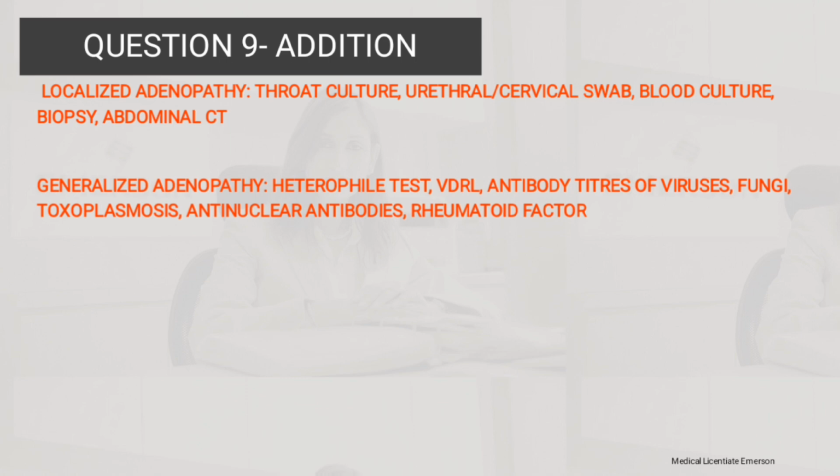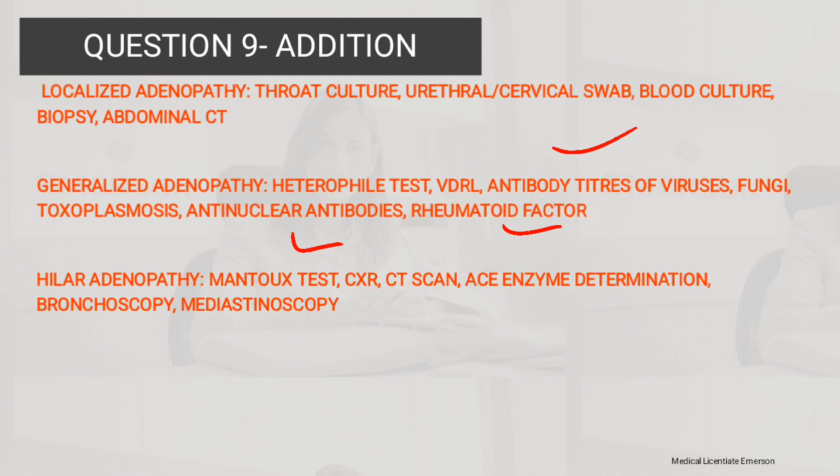Then for the generalized adenopathy, you can do an erythrophile test, VDRL, antibody titers of viruses, fungi, toxoplasmosis, antinuclear antibodies, rheumatoid factor. Then for the hilar adenopathy, you can do a Mantoux test, a chest X-ray, CT scan, serum enzyme determination, bronchoscopy, mediastinoscopy. So these are the specific investigations for specific adenopathy if they are localized, generalized, or hilar.